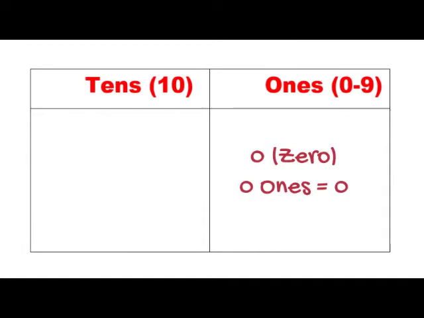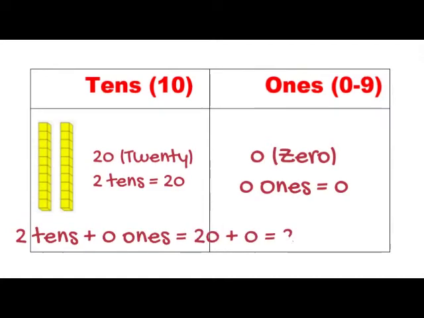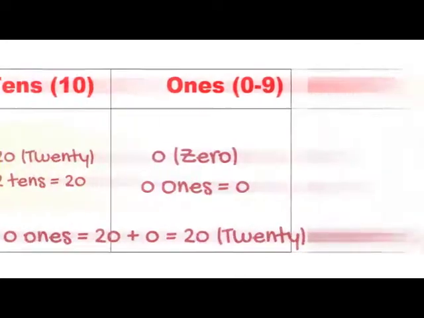So let's see what we have here. In the ones column, we have 0 or 0 ones is equal to 0. And in the tens column, I can see two blocks. So that makes it 20, TWENTY 20 or 2 tens is equal to 20. So how do we write the number? 2 tens plus 0 ones is equal to 20 plus 0 is equal to 20. TWENTY 20 is the number name and 20 plus 0 is the expanded form. Very good.